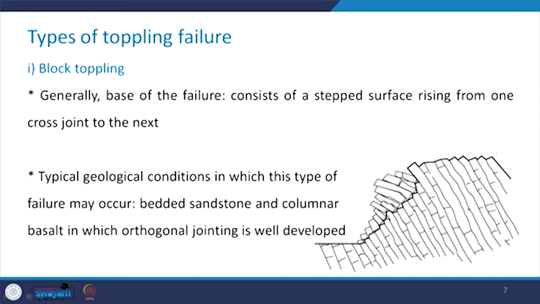Generally, the base of the failure consists of a stepped surface rising from one cross joint to the next. Take a look here. What I mean to say is that this stepped portion which is formed by these orthogonal joints of these columns is what is going to define the base of the failure surface. Typical geological conditions in which this type of failure may occur involve bedded sandstone and columnar basalt, in which orthogonal jointing is well developed.